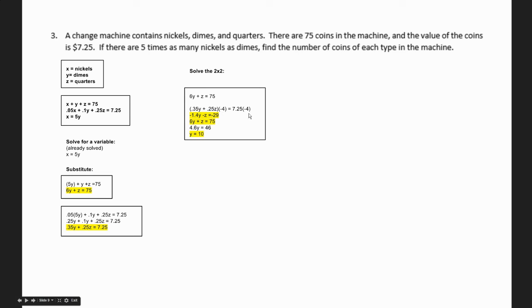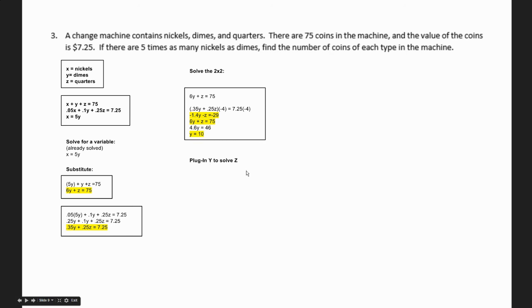So you're going to multiply the equation by negative 4. Negative 1.4y is what you get when you multiply negative 4 times 0.35. So negative 1.4y minus z, and again the 0.25 times negative 4 gives you the negative z. And then 7.25 times negative 4 is negative 29. So 6y plus z equals 75, again, that's just that original one. And then you combine them together. The z's cancel out, and negative 29 and 75 combine together to be 46, and negative 1.4y combines with 6y to be 4.6y. Then when you divide 46 divided by 4.6, you get y equals 10.